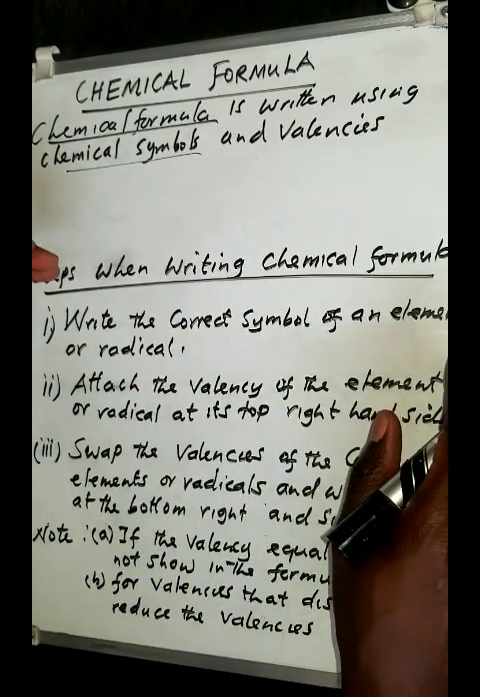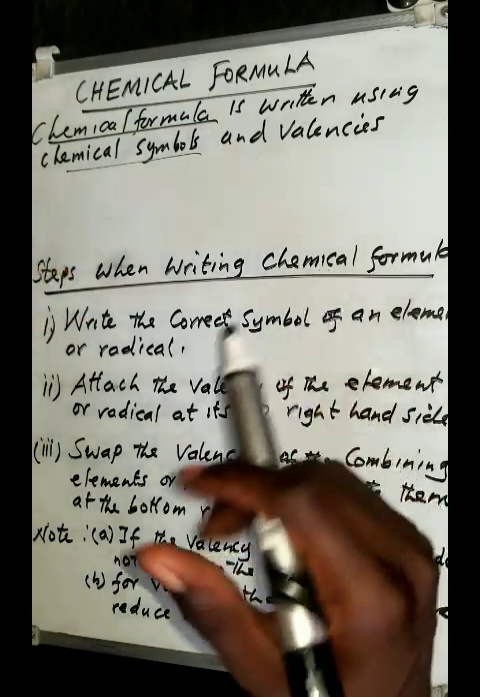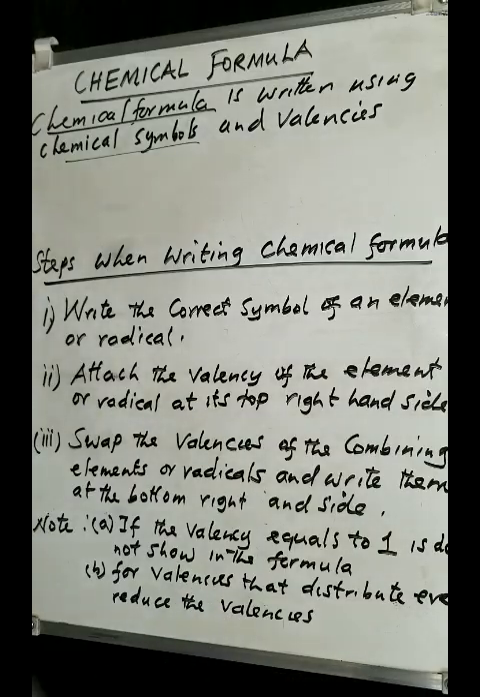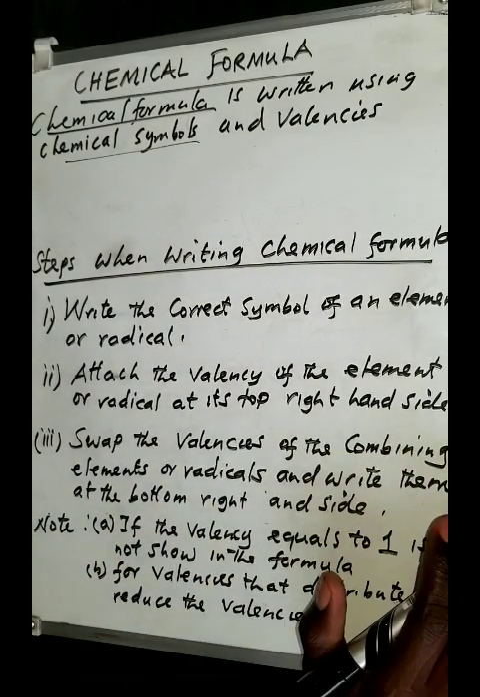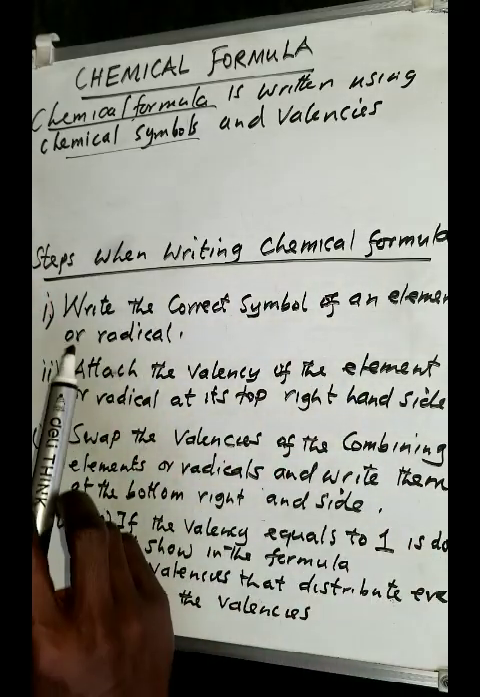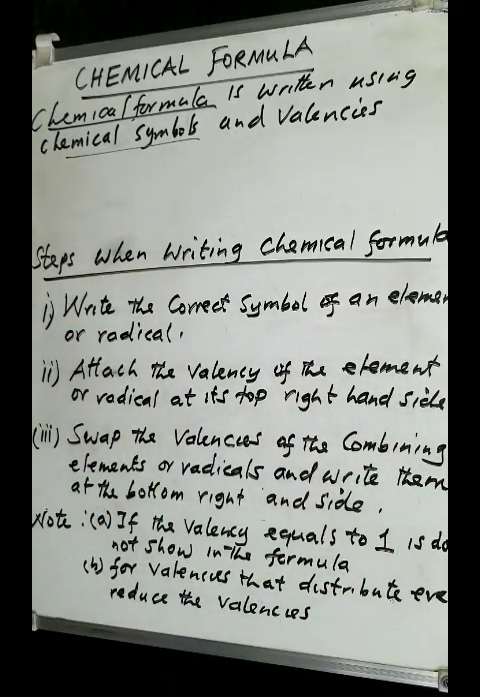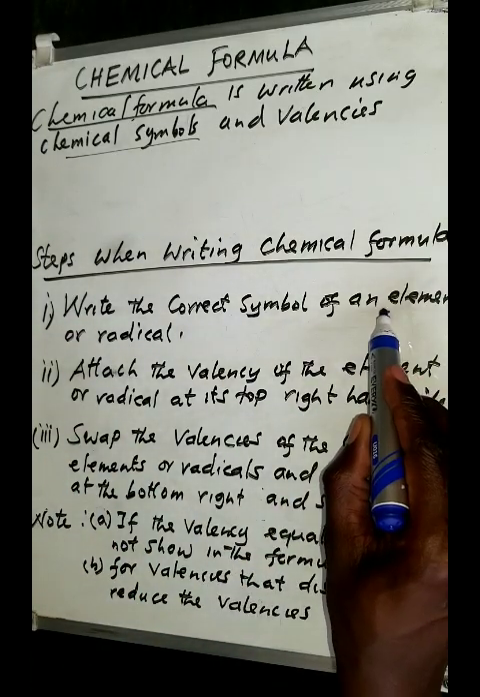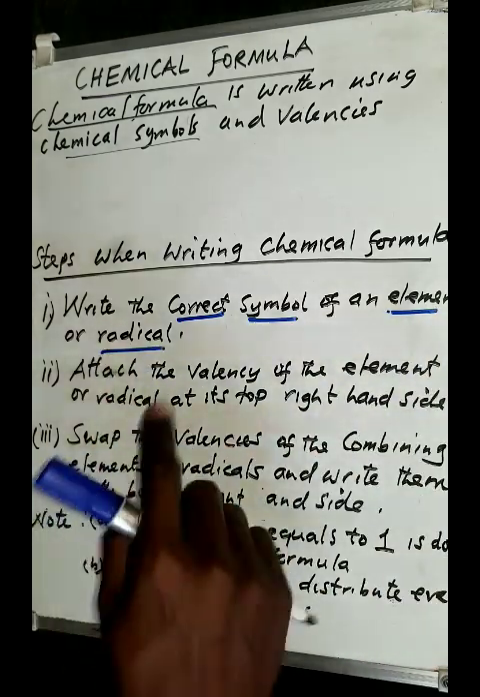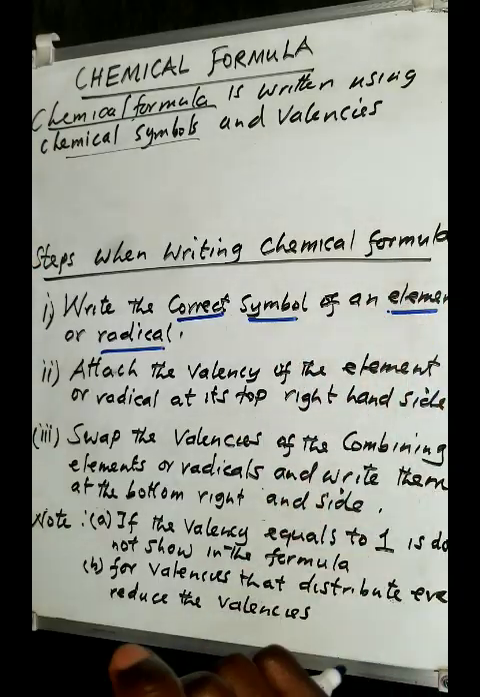Now when it comes to chemical formulas, there are some steps that you need to remember that can actually help you. These are some of the steps that you need to take into consideration. Then you are going to see how I'm going to apply them as I look at some examples. The first step when writing a chemical formula is you need to write the correct symbol of the element or radical. That's a very important step. That's why I said the periodic table doesn't give you radicals, so you need to know the radicals.